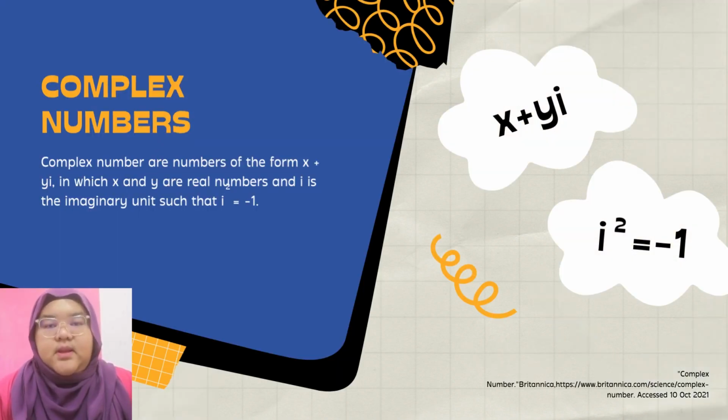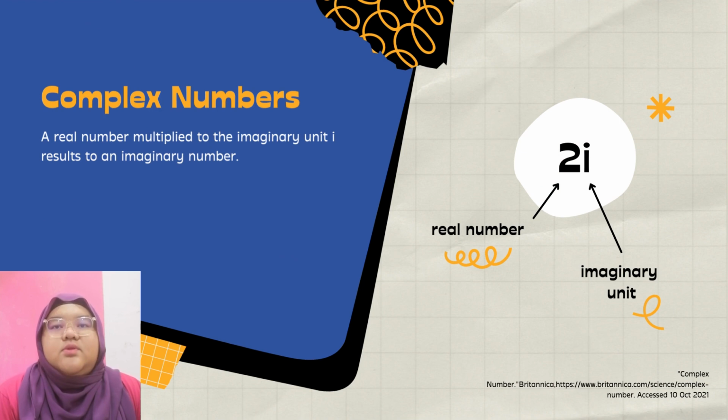Next, I will explain about real and complex numbers. Complex numbers are numbers of the form x plus yi, in which x and y are real numbers and i is the imaginary unit, such that i equals the square root of minus 1. A real number multiplied by the imaginary unit i results in an imaginary number. Here is an imaginary number, 2i, where 2 is a real number and i is an imaginary unit.